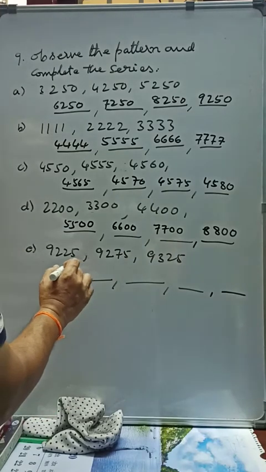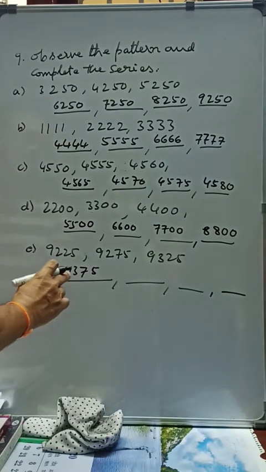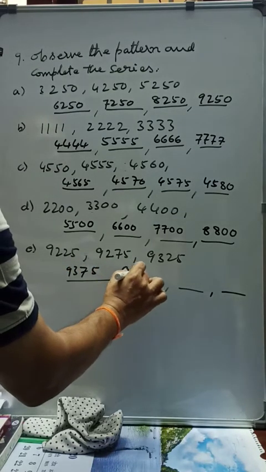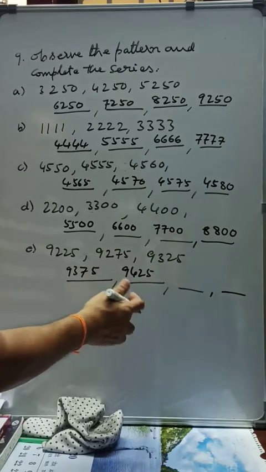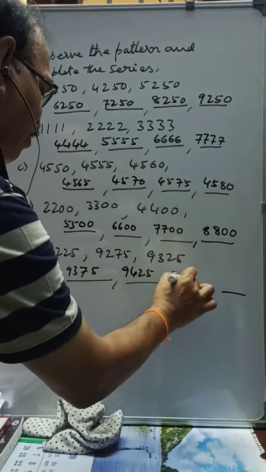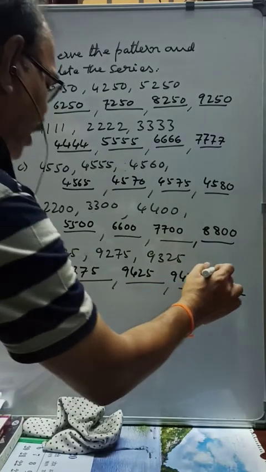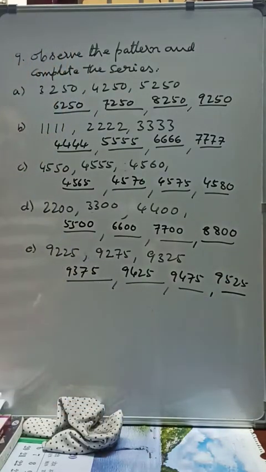So 9375. For 375 add 50. 9425. 9425 plus 50 more. 9475. 475 plus 50. 9525. That is ninth sum. We have observed the pattern and completed the series.